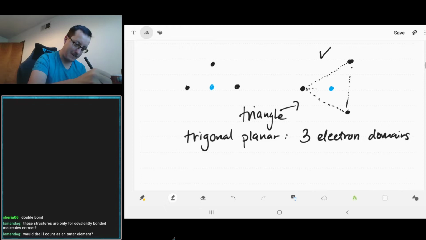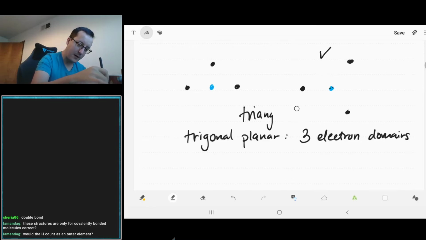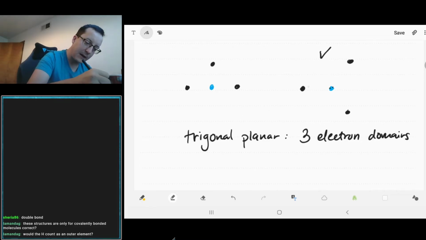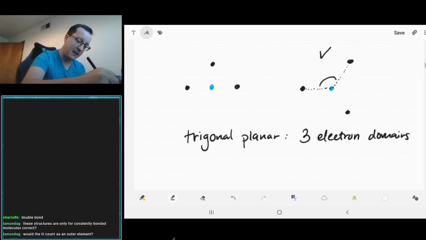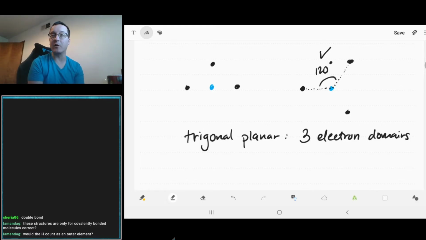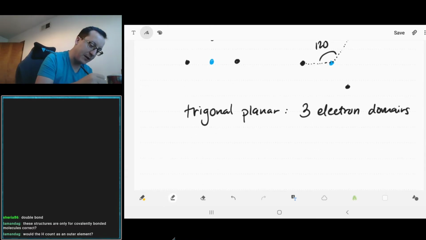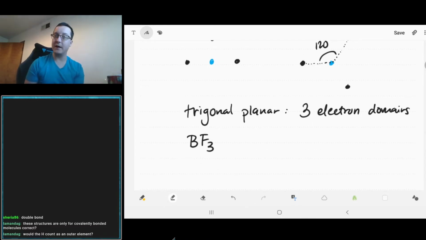I know I'm drawing all these crazy shapes here, let me erase all that. Goodbye, triangle. Okay, if we look at the angle between two of the outer atoms with the central atom, we're going to see that that angle is 120 degrees. So it'll be the same for any of those angles. If we use the bottom dot instead, it would still be 120 degrees. And so an example of this would be something like BF3.